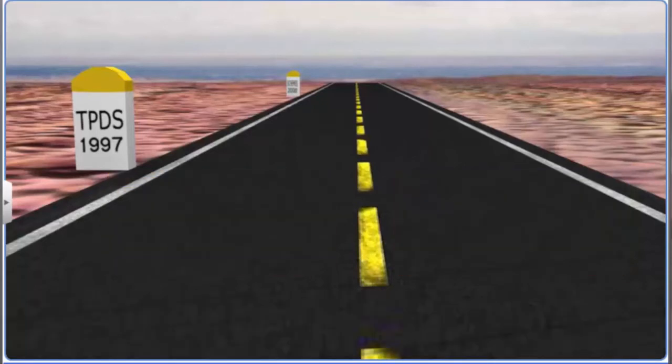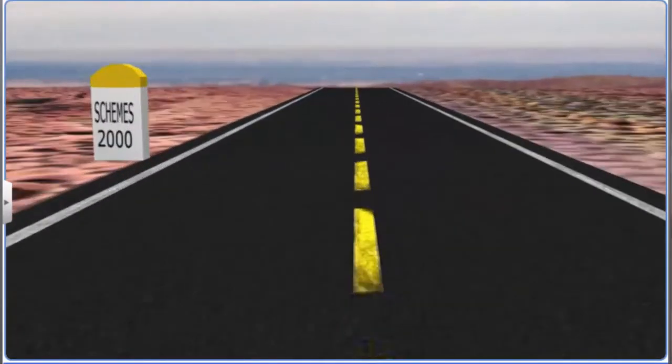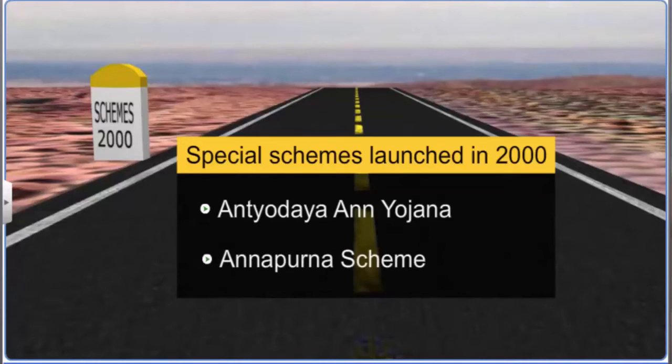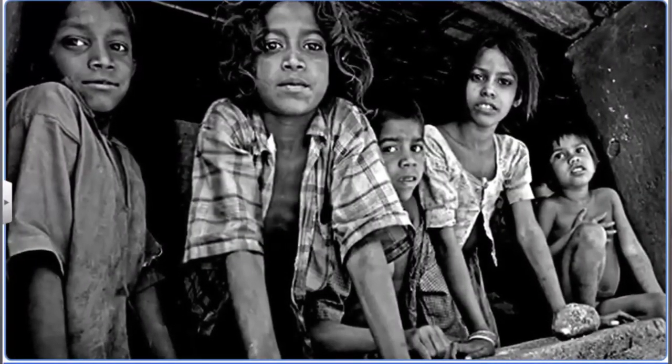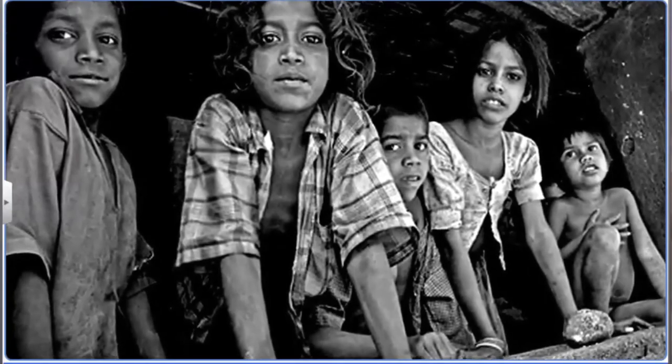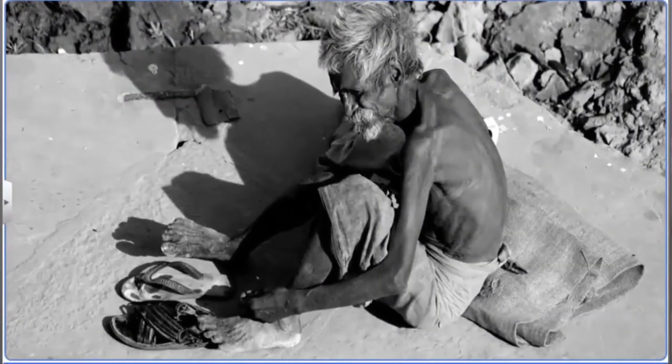In the year 2000, two special schemes called the Antyodaya Anna Yojana and the Annapurna scheme were introduced through the public distribution system. While the Antyodaya Anna Yojana was aimed at the poorest of the poor, the Annapurna scheme was aimed at needy senior citizens.